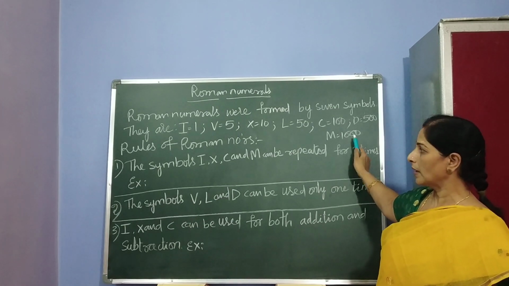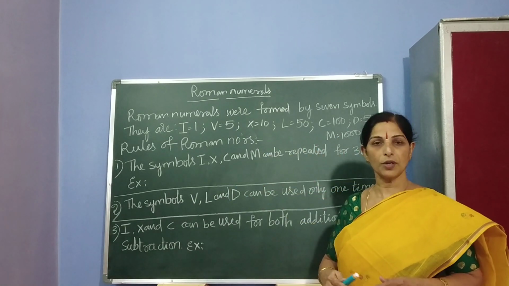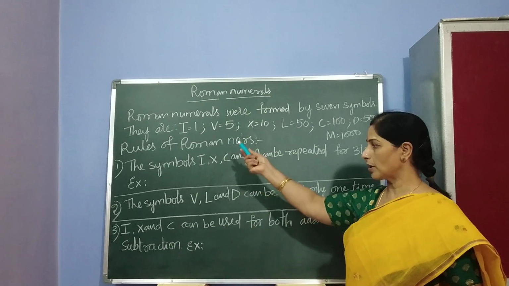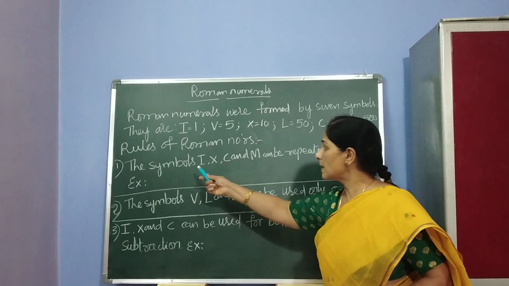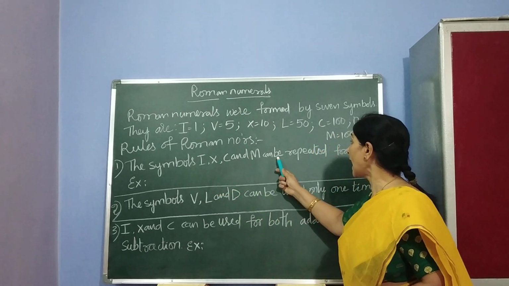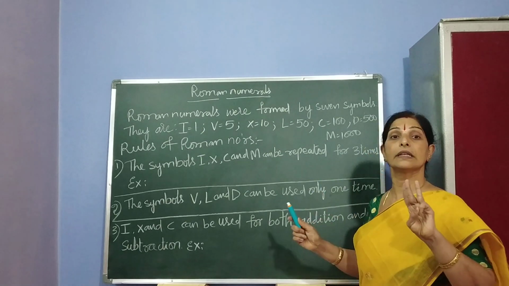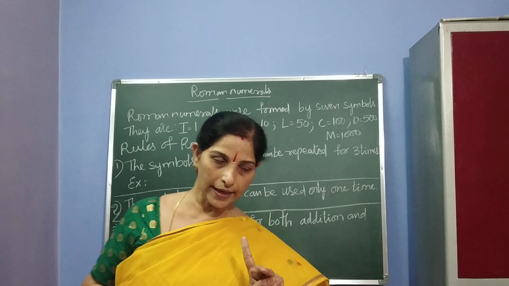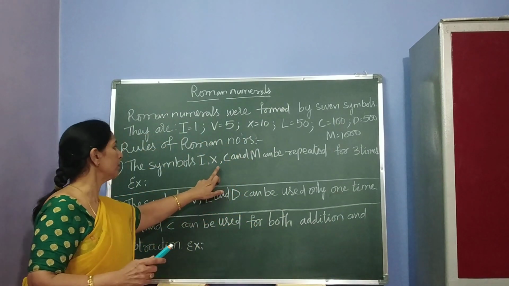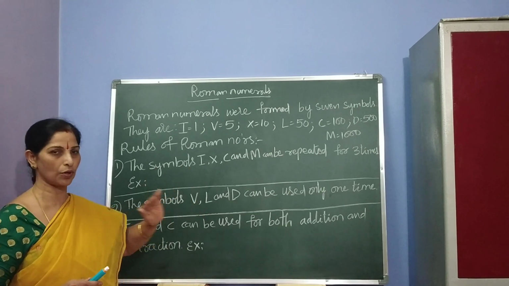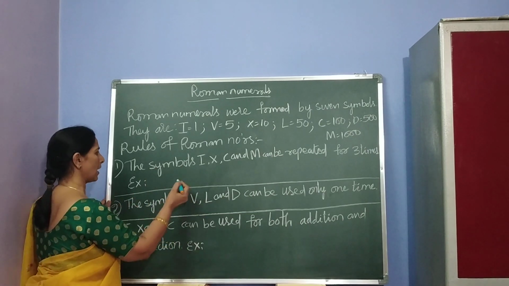Okay children? Here, to write these Roman numerals, we have to follow the rules. Let us see what those rules are. The symbols I, X, C and M can be repeated for 3 times. What are those symbols? I, X, C and M can be repeated for 3 times. More than 3 times we should not use that. Okay, let us see I.